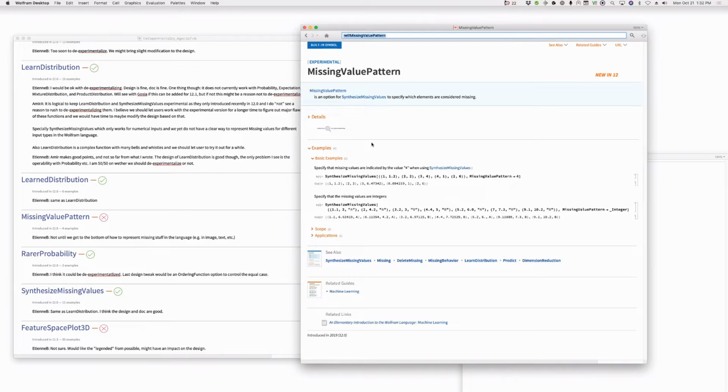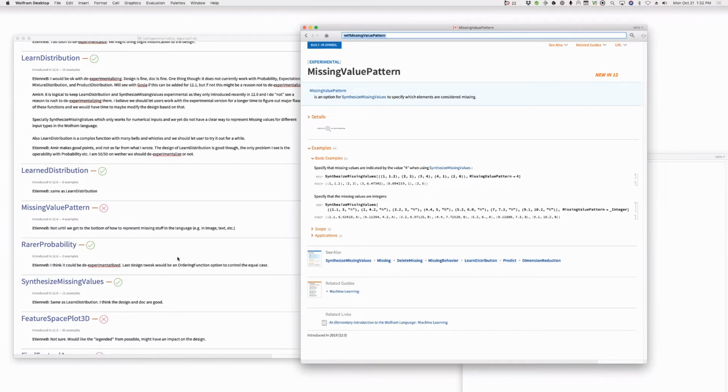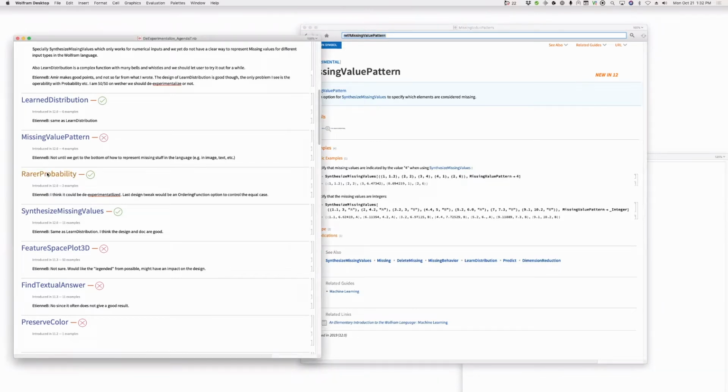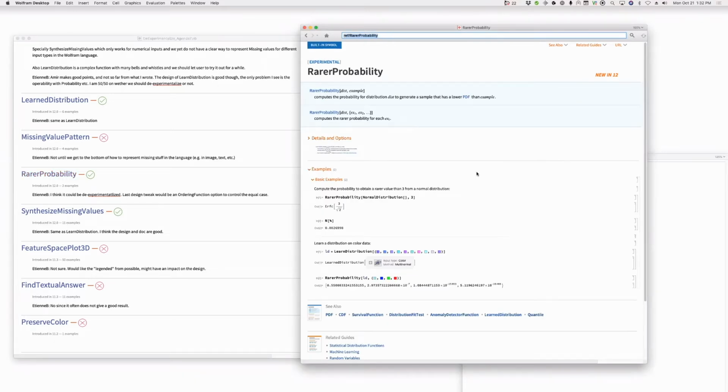Okay, rarer probability, I don't have a problem de-experimentalizing. I think it's kind of a cool concept. About that, by the way, we have this ordering function that we need to add. And actually, I realized that the useful function is not rarer probability, it is this rarer-or-equal type probability.